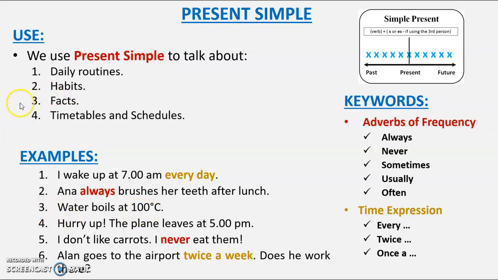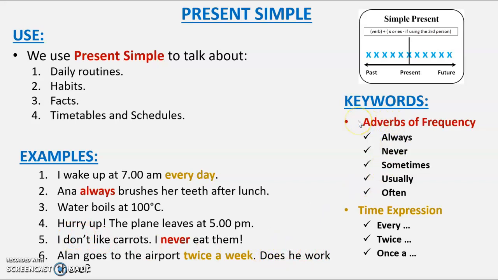Number three, water boils at 100 degrees. That's a fact. Number four, hurry up! The plane leaves at 5 p.m. That refers to future timetables and schedules. We have number five, I don't like carrots. I never eat them. And number six, Alan goes to the airport twice a week. Does he work there? See? In number 5 and 6, we have the auxiliaries for negative sentences and questions.